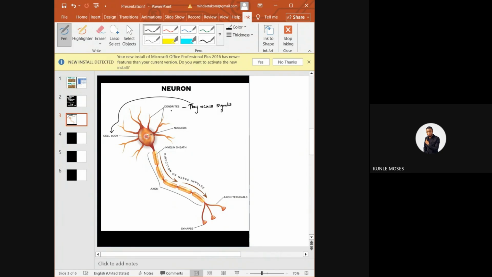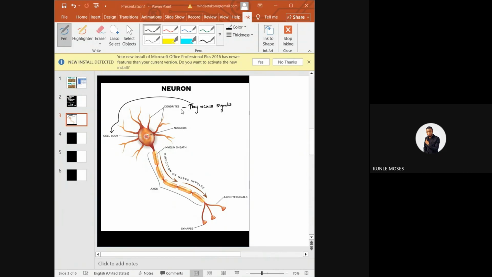So let's say, for example, you carry a hot object. As you carry a hot object, it is the dendrite that receives the pain signal. Oh, this is hot. And before you know it, it's connected to the cell body. The cell body is the main part of the neuron, and it contains the cytoplasm, the nucleus, and other organelles. The cell body helps to process the signals that the dendrite sends to it. Is that taken?